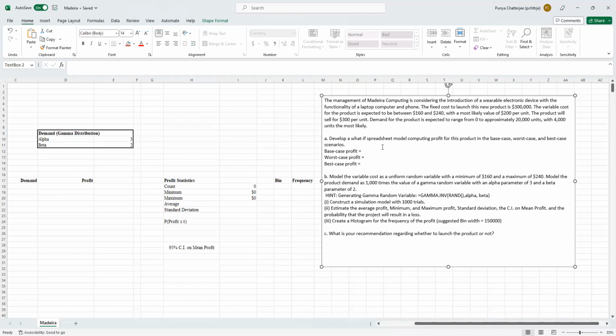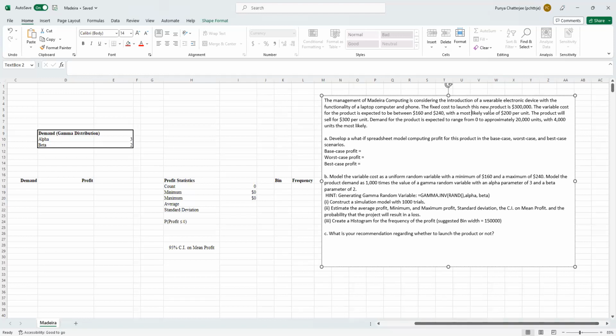So the first part of the problem is to develop a what-if analysis based on the base case, worst case, and best case. So the base case essentially is we are going to take into account what is most likely to happen. And so we already have the deterministic inputs, and for the random inputs, we are just going to plug in what's most likely to happen and see what that profit is. And that's going to be my base case profit.